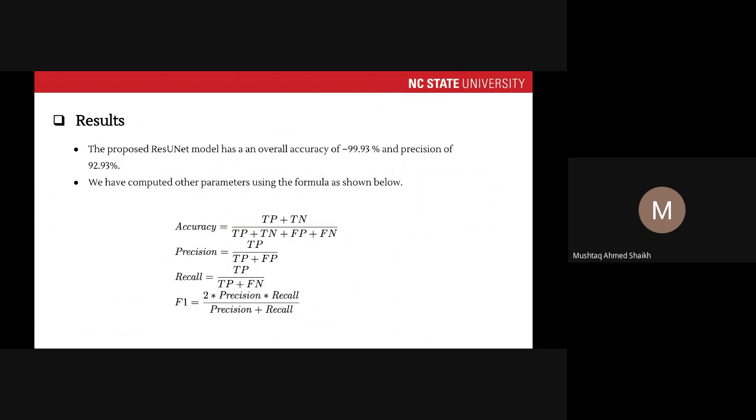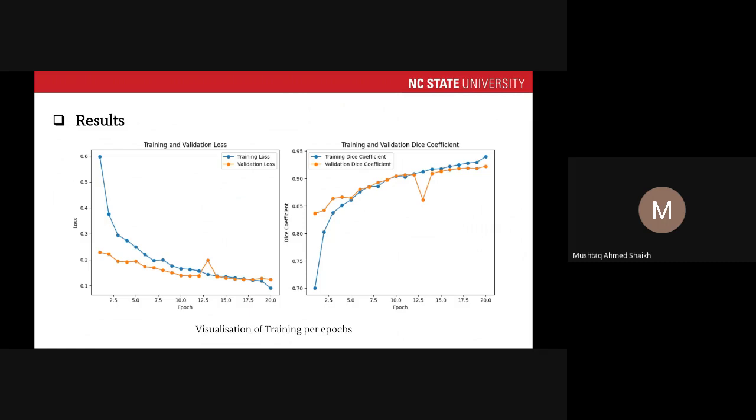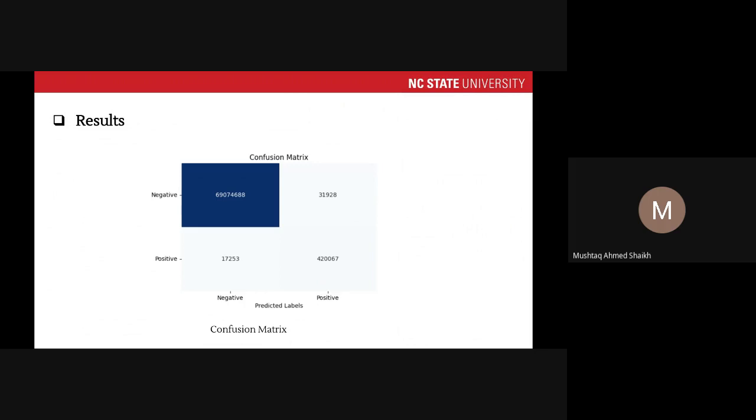And these are the different formulas that we have used in order to calculate the other metrics of the ResUnit model. As you can see in the graph here, we have represented the different classification metrics for the ResUnit model. Also, this graph shows how the training and the validation loss decreases with the increase in the number of epochs, and the training and validation dice coefficient increases with an increase in number of epochs. This represents the confusion matrix, which shows the number of true positives, true negatives, false positives, and false negatives.